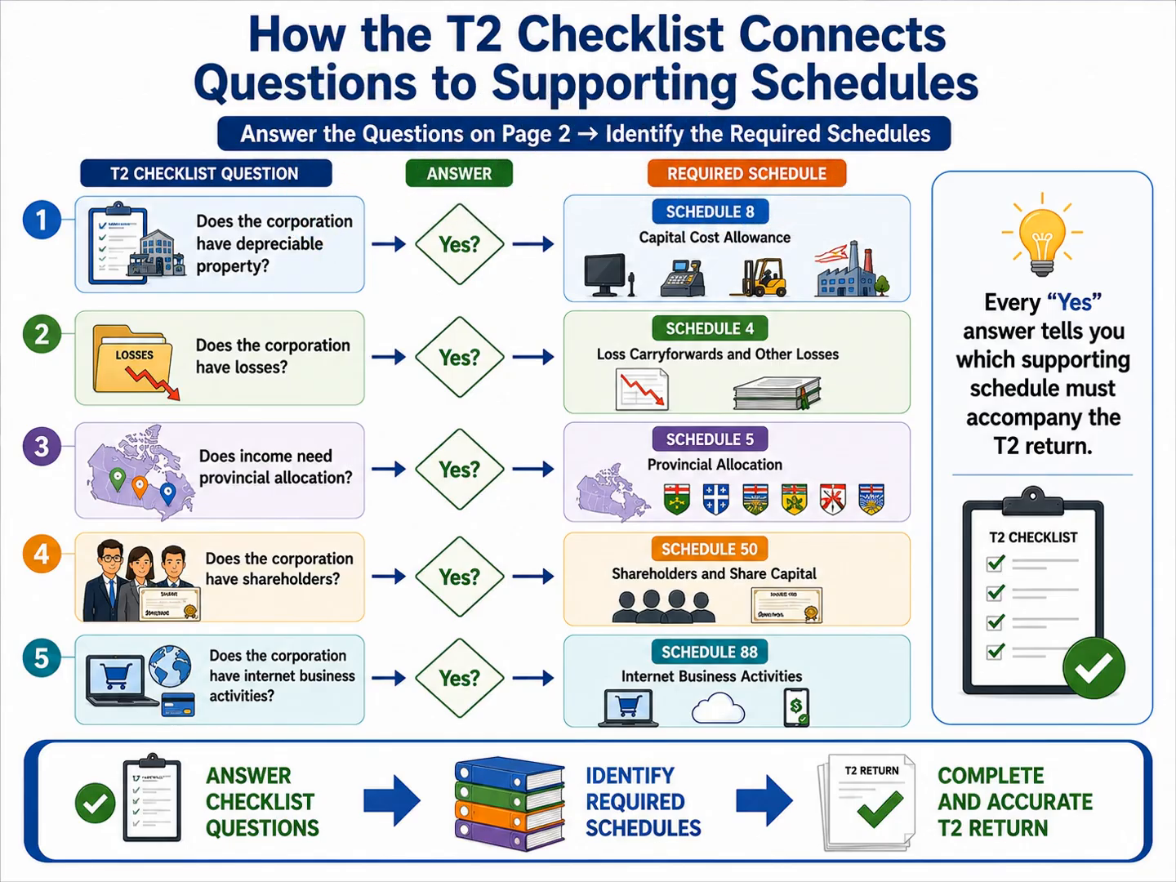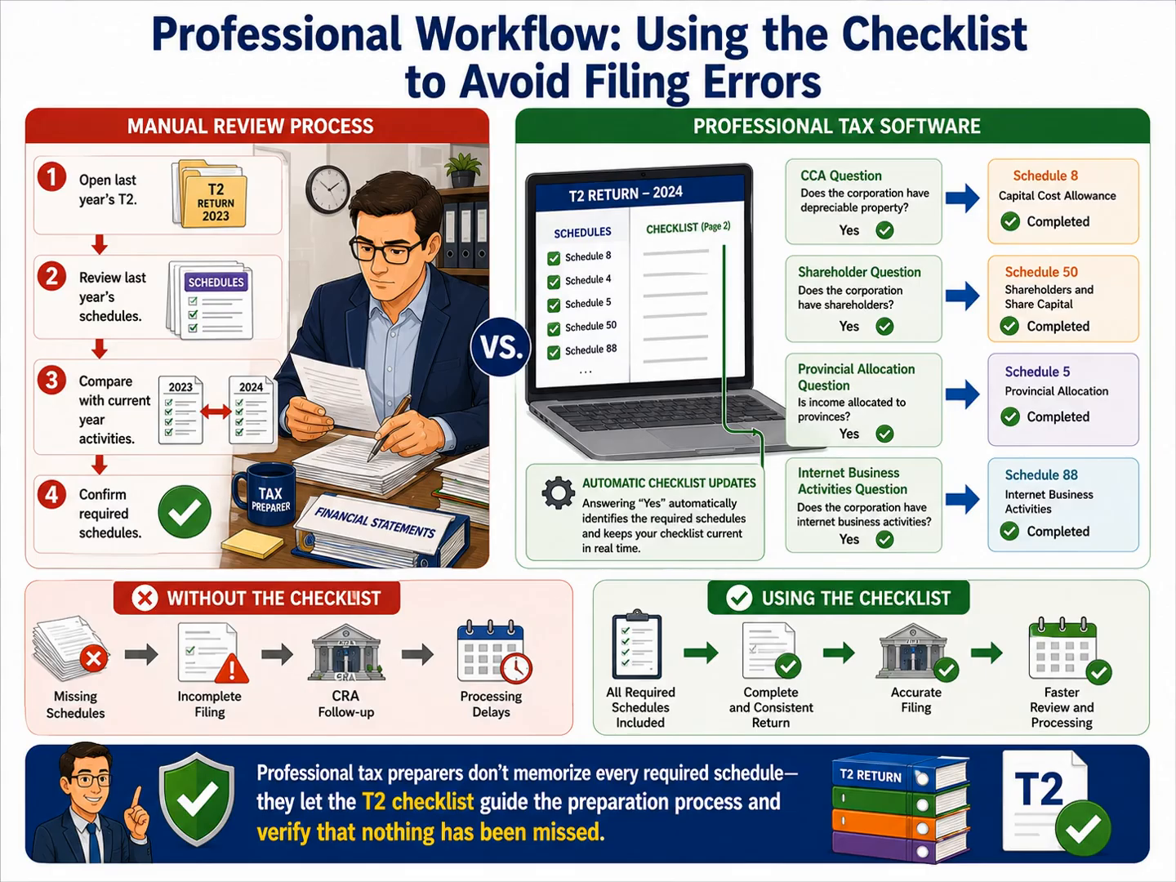compliant T2 return. Professional tax preparers don't rely on memory to determine which schedules need to be filed. Instead, they follow a structured review process that uses the T2 checklist as a guide to ensure every required schedule has been included. A common approach is to begin by reviewing the previous year's T2 return. This provides a good starting point because many corporations file the same schedules from one year to the next.